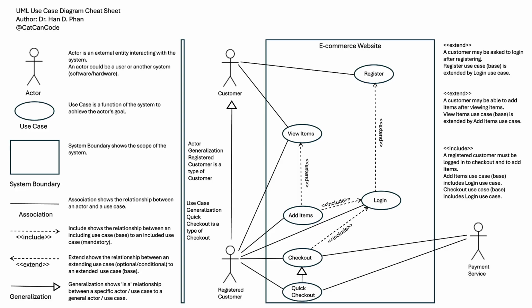There is also another generalization relationship between the quick checkout and the checkout. This demonstrates that the generalization relationship can be between two actors, or it can be between two use cases. So this is a really good example that I came up with, demonstrating all the entities in a UML use case diagram.